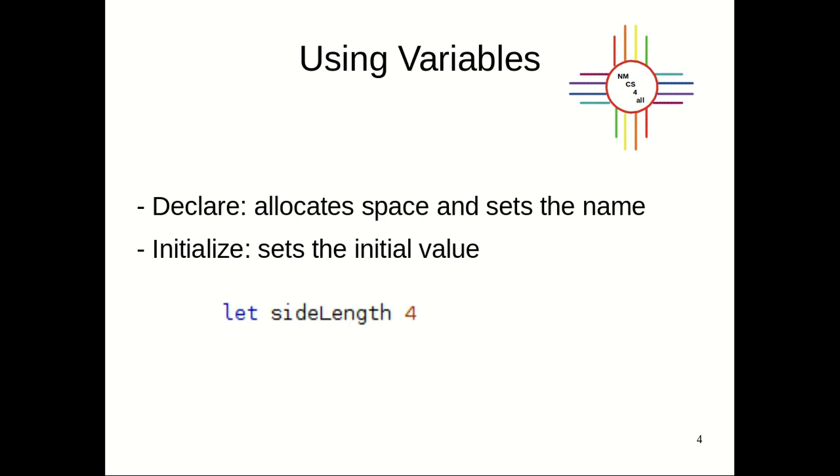Variables can be declared, initialized, called, and modified. Declaring allocates space in memory and sets the name for the variable. The variable also needs to be initialized, which will give it an initial value. In this example, we are declaring the variable side length and initializing it to 4.